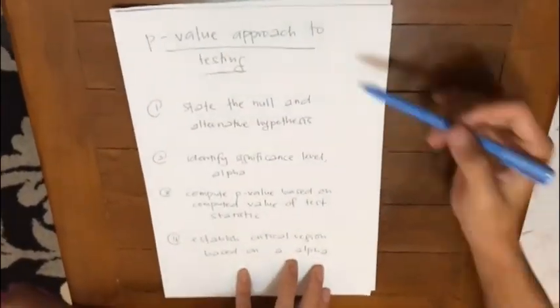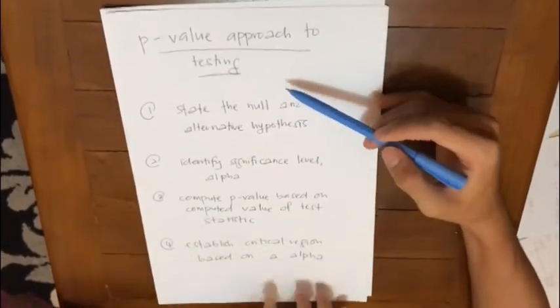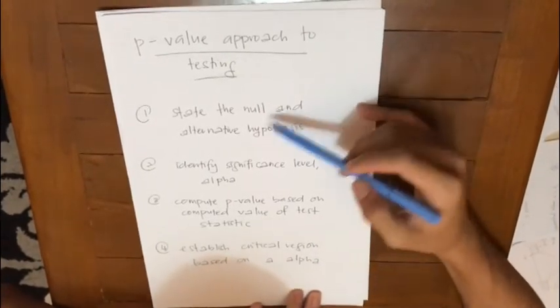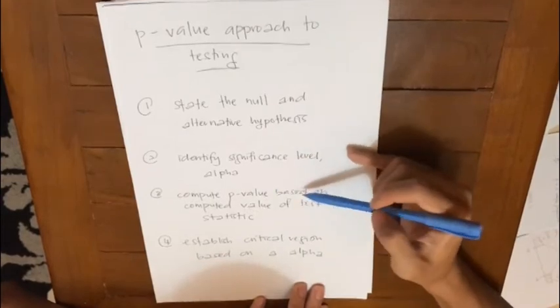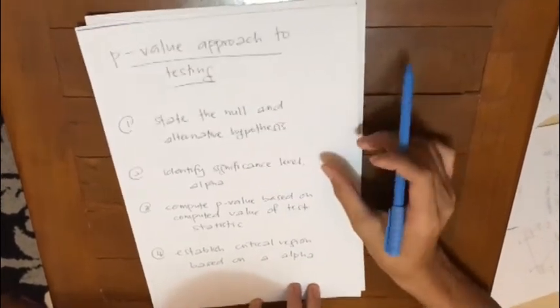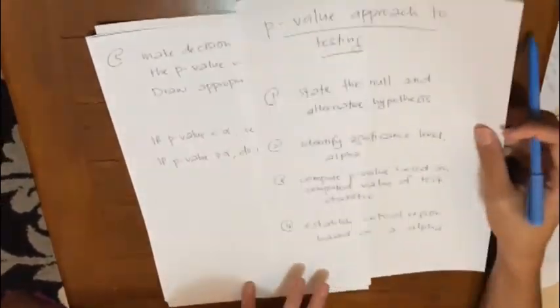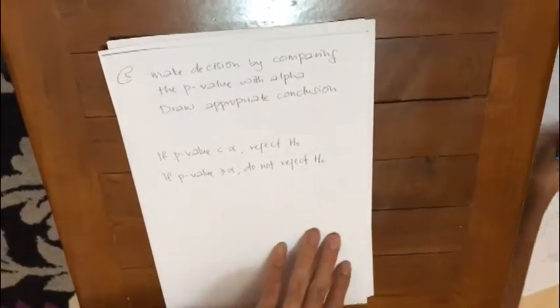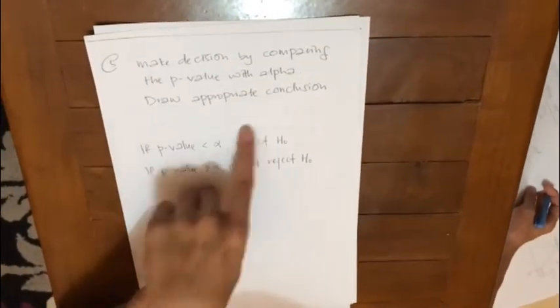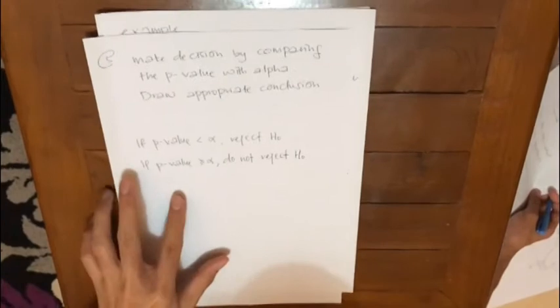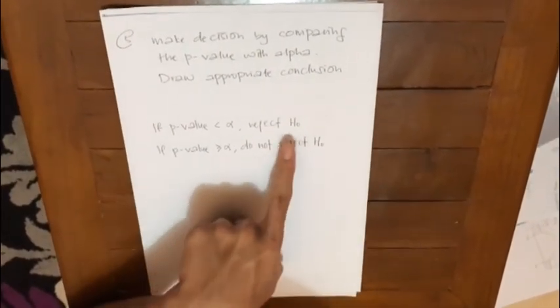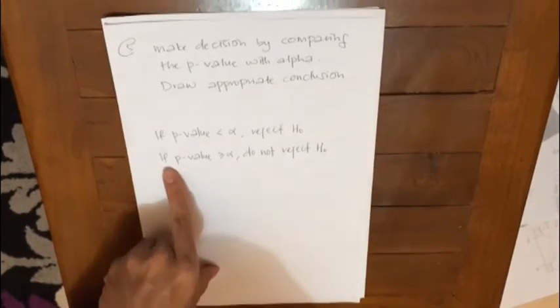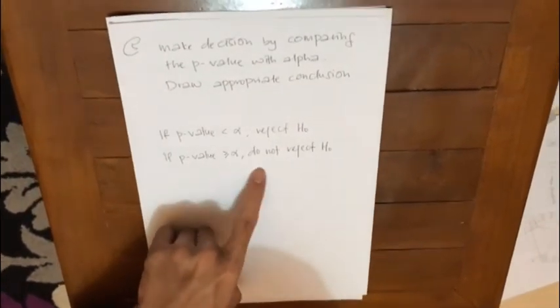So these are the steps. The first one is state the null and alternative hypothesis. Then identify the significance level, which is alpha. Then compute the p-value based on the computed value of the test statistic. Then make a decision by comparing the p-value with alpha. After that we draw the appropriate conclusion. So this is a little bit of info: if the p-value is less than alpha, H0 will be rejected. But if the p-value is greater than or equal to alpha, H0 is not rejected.